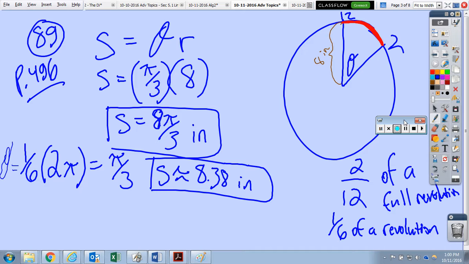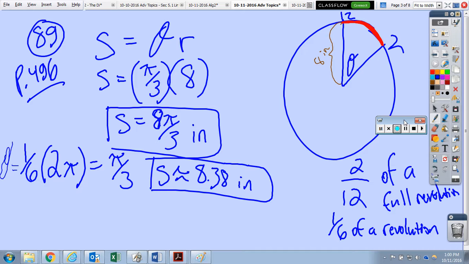For example, if the minute hand went from 12 to 12, that would be a central angle measure of 2 pi radians. If the minute hand went from 12 to 6, that would be a central angle measure of just pi radians. If it went from 12 to 3, 1/4 of 2 pi, which is pi over 2 radians, and going from 12 to 2, 2/12 or 1/6 of a revolution, or 1/6 of 2 pi, which is pi over 3 radians.